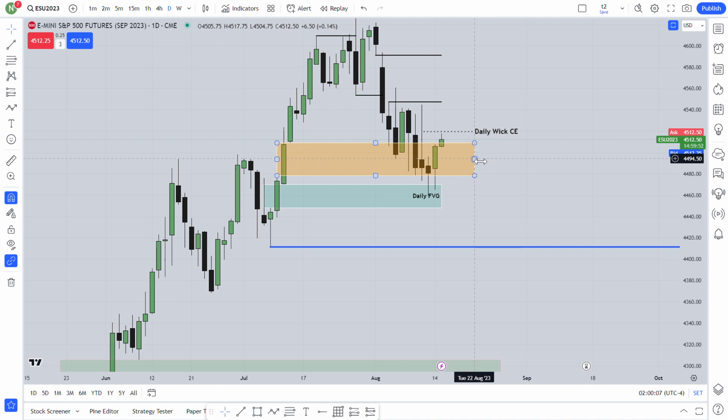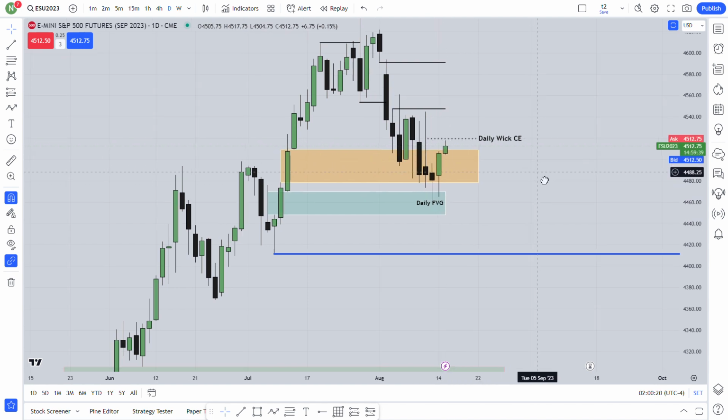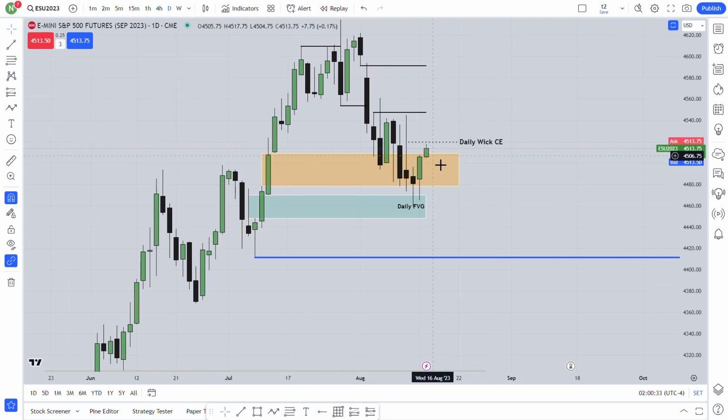This is the daily fair value gap and the lowest daily fair value gap. Market came through this daily fair value gap, tapped the lower daily fair value gap, and then expanded higher. This was my yesterday's plan actually. I was bullish. When I go to the hourly fair value gap, you will know why I was bullish yesterday, but today my expectation is it will go lower.